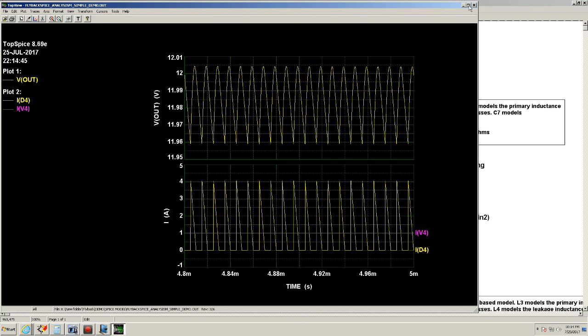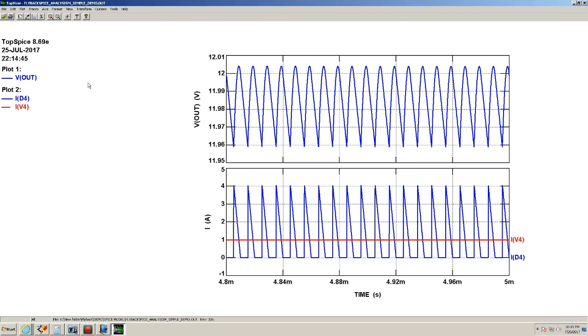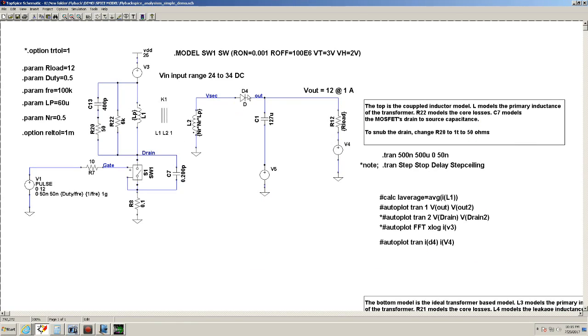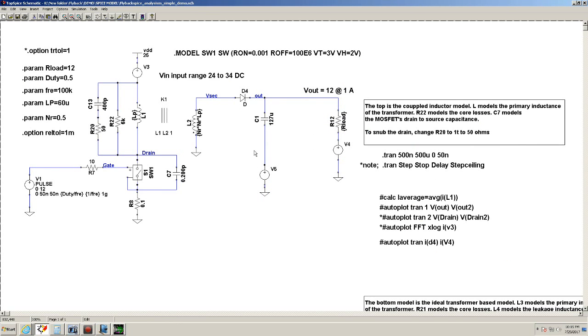Okay. Let me change this. Okay, so here, this is the ripple current. If you notice, this is blue. It's the current through D4. That's the current going through D4. That current goes through C1. And just to be sure, I can plot the current through C1.